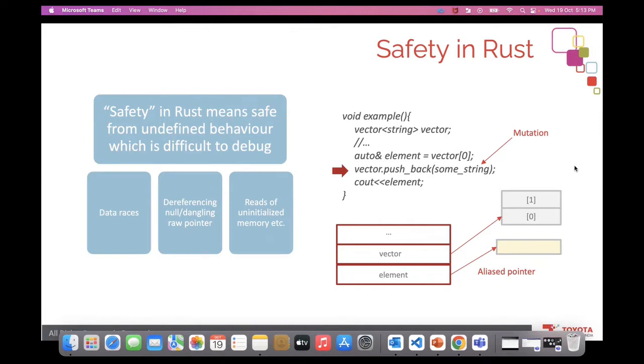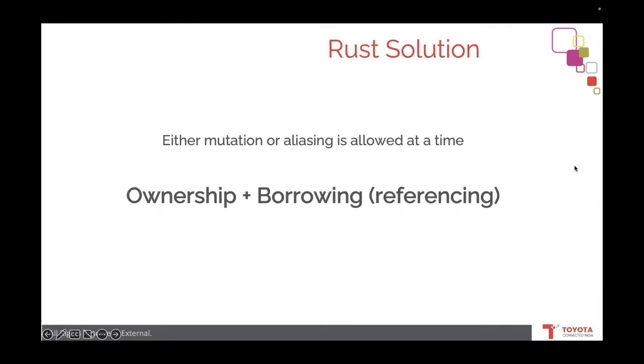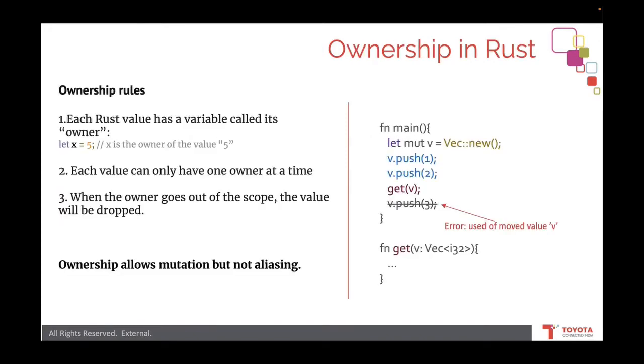In Rust, we offer such a solution: either mutation or aliasing is allowed at a time. So Rust gives the concept of ownership and borrowing. It is the foundation pillar of Rust. Using ownership and borrowing, we will see in some next slides what we can achieve. First, I will go through ownership in Rust. I will talk about the ownership rules, and by using these ownership rules, what we can achieve.